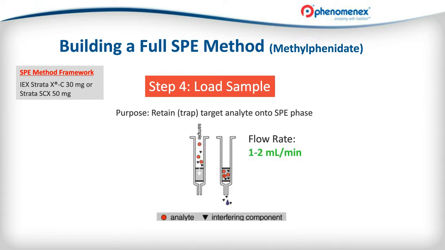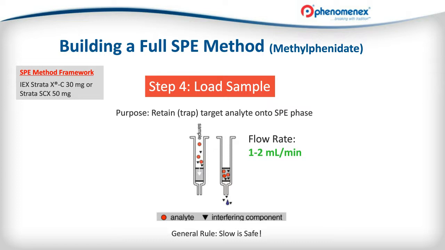Next, we're going to load our sample onto the SPE device. So slow is safe is the general rule here. So 1 to 2 mils per minute. What is that? It's like 1 or 2 drops per second if you can actually see your sample eluting off. So there are 2 parts of the SPE process that are so critical for flow rate, and that is loading the sample onto the cartridge and then eluting the sample back off. So please just, slow is safe.